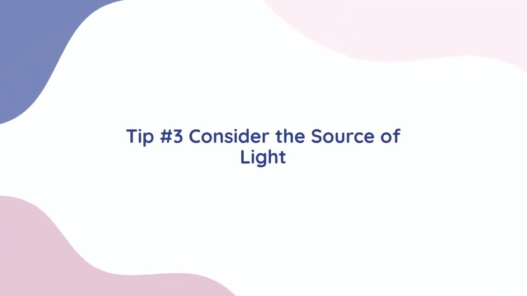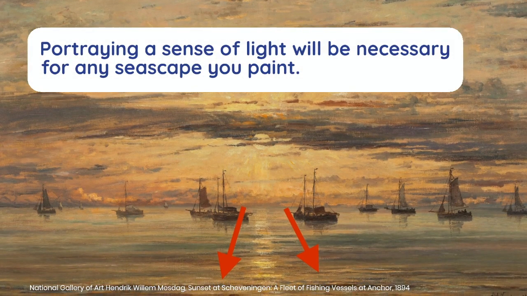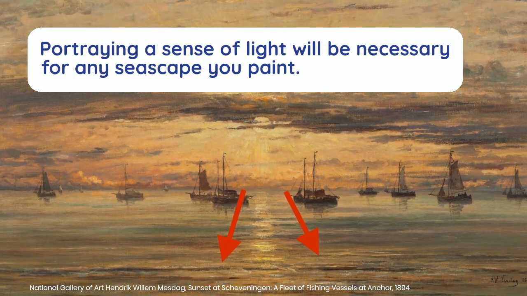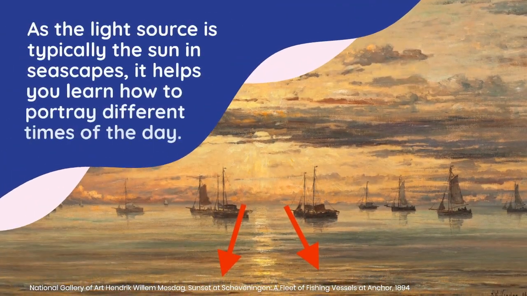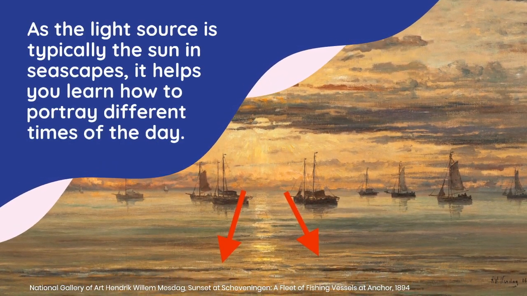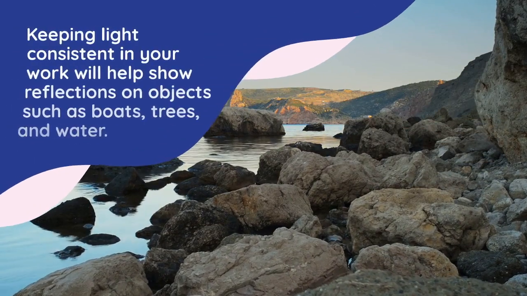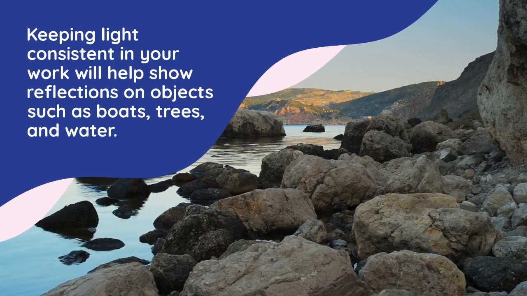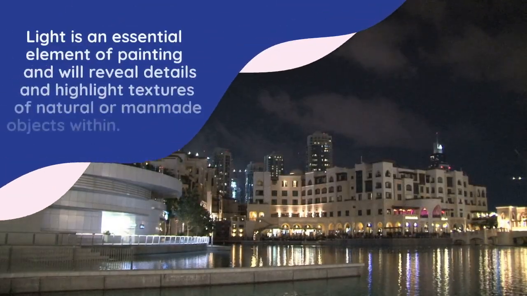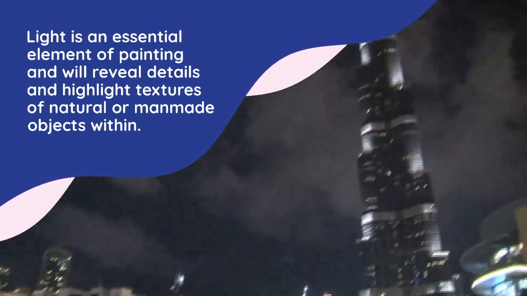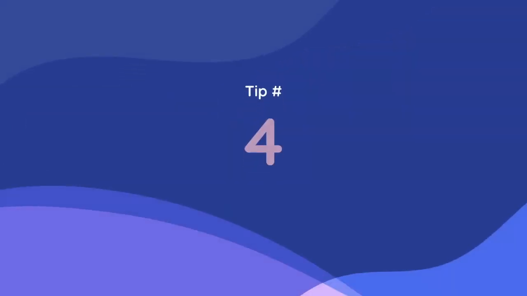Tip number 3 is to consider the source of light. Portraying a sense of light will be necessary for any seascape that you paint. As the light source is typically the sun in seascapes, it helps you to portray different times of the day. Keeping light consistent in your work will help show reflections on objects such as boats, trees, and water. Light is an essential element of painting and will reveal details and highlight textures of natural or man-made objects within.